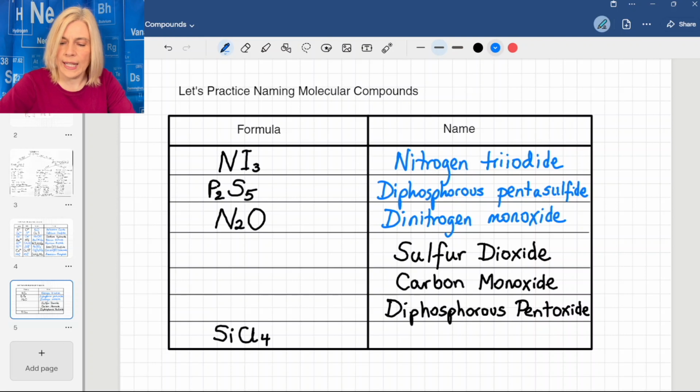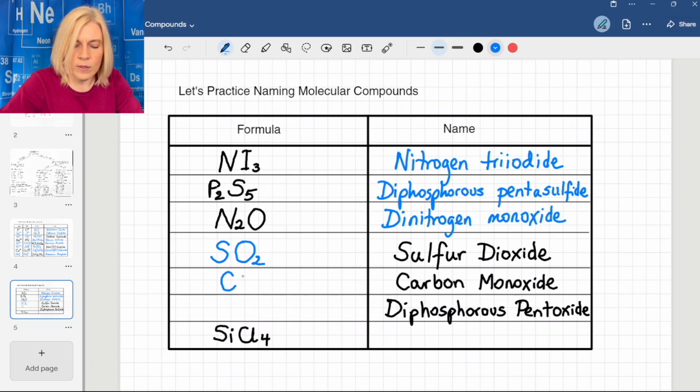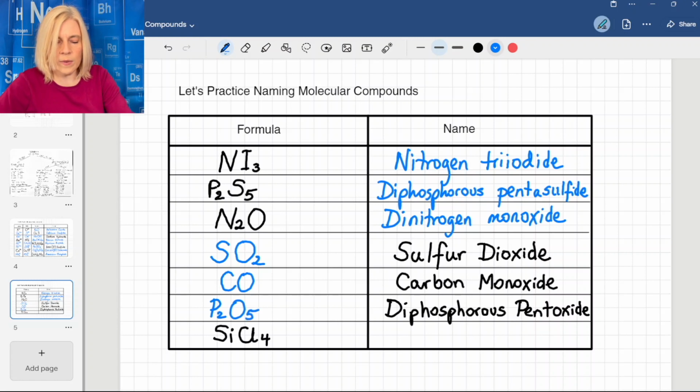Okay, let's keep going. We have our sulfur dioxide. Well, there is one sulfur and there is oxide. So oxygen, how many oxygens? 2. Sulfur dioxide. Carbon monoxide. Oh, a very, very bad poisonous gas. So carbon and only one oxygen, monoxide, CO. Okay, diphosphorus pentoxide. This is actually very similar to the example above. So 2 phosphorus, diphosphorus, and pentoxide.